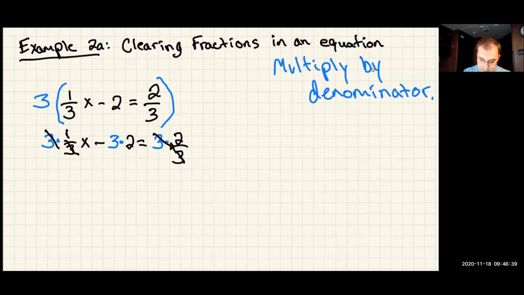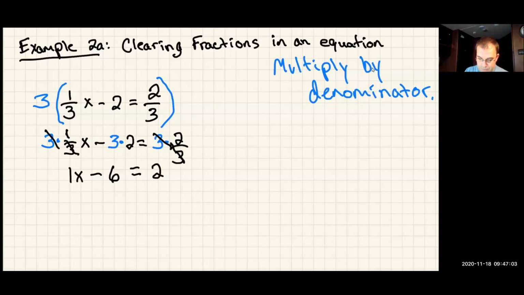For the sake of this example, I'm going to go ahead and write that we have a 1x remaining here. We don't typically write coefficients of 1, but there's nothing wrong with doing that. The 3 times 2 gives me -6, and that's equal to, the only thing remaining on the right side is the number 2. We now have a two-step equation that we can finish solving.